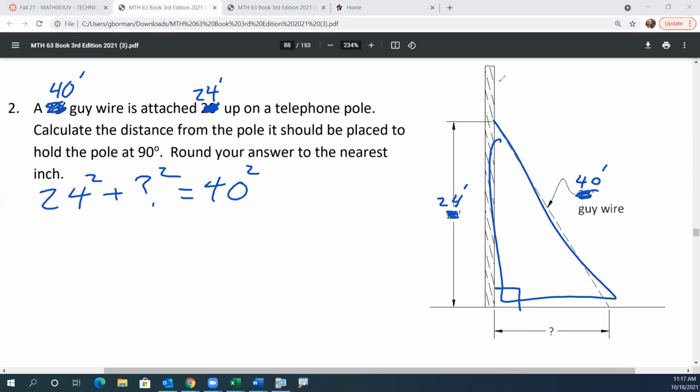Okay. So let's square some stuff out here. And 24 squared is 576. 40 squared is 1600. Okay.